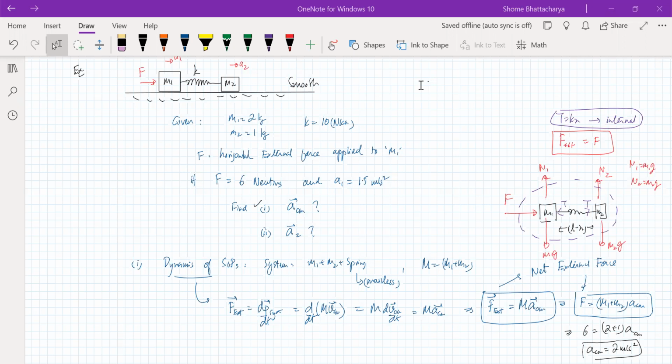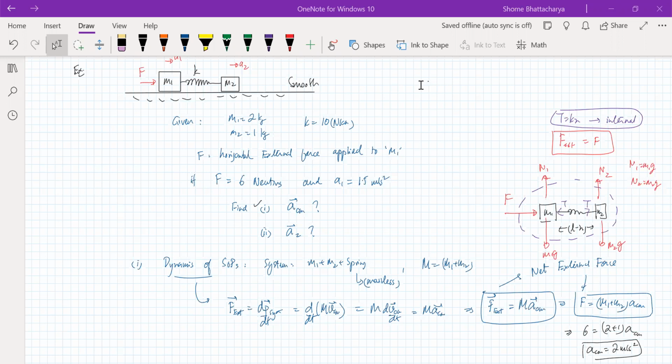Okay. And now come to M2's FBD. So how much net force is acting there? Tension. Yes, sir. So when you apply the individual particle dynamics to M1, then you have to consider all the forces acting on M1, not external, internal, because you're just considering one particle. So how much is the net force on M1? It will be F minus tension.